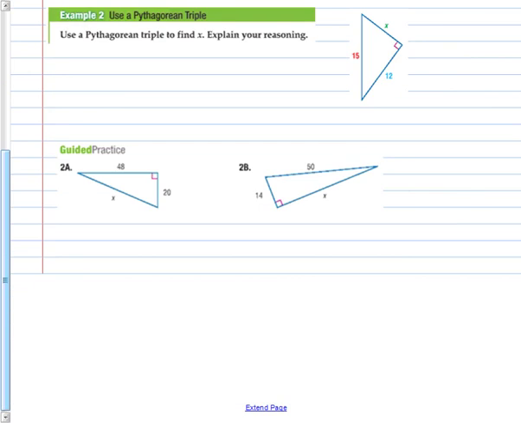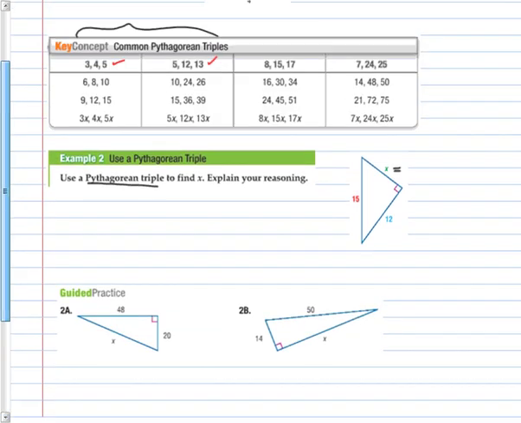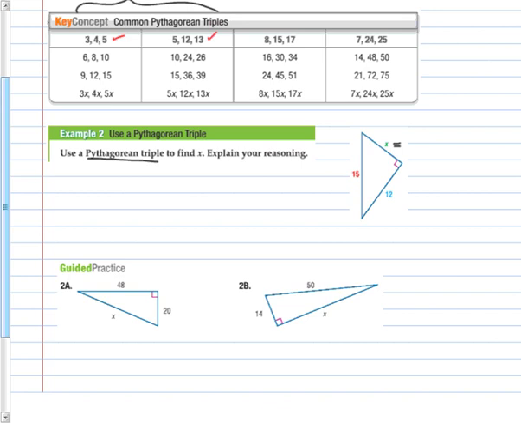So thank you for putting away the Rubik's Cube. Use a Pythagorean triple to find x and explain your reasoning. Think about it. Pythagorean triple. 8? What is it? 8? Or no. Do you know what he's talking about?